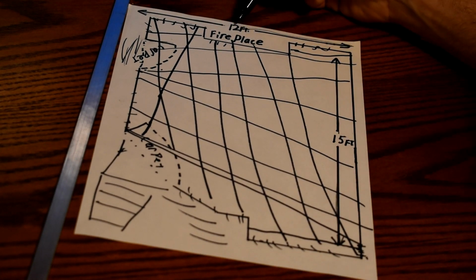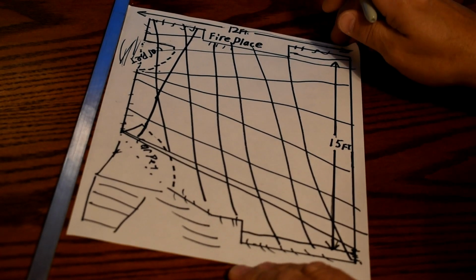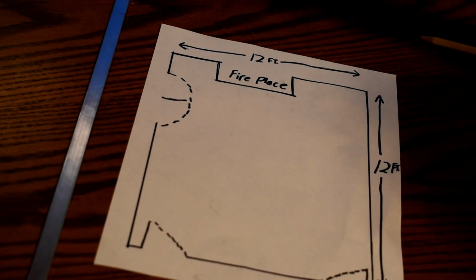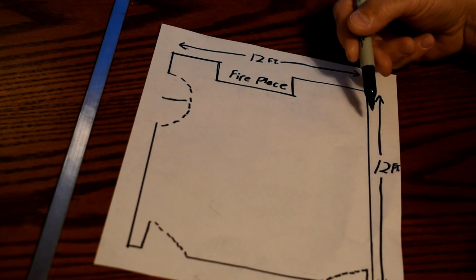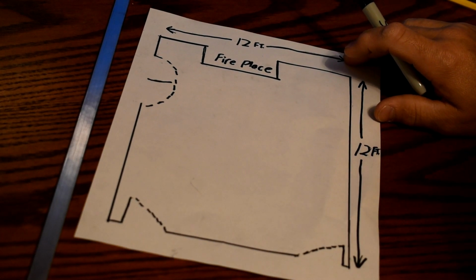And by the way, this was a 12 by 15 room here, is what the gentleman gave me in the diagram. And I got one more diagram I want to show. And this was also another request that he gave me. It's pretty much the 12 by 12. He said it was 4 meters by 4 meters, so I'm guessing he's from the UK.